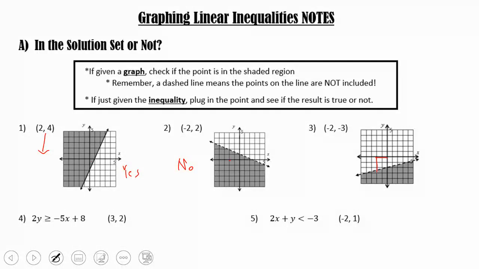Negative 2, negative 3. So we're down here. We are below the line there, so we'd say yes. For this one, you can plug in the points for x and y and see if you get a true statement, or you could graph the line. I'm just going to plug in the points.